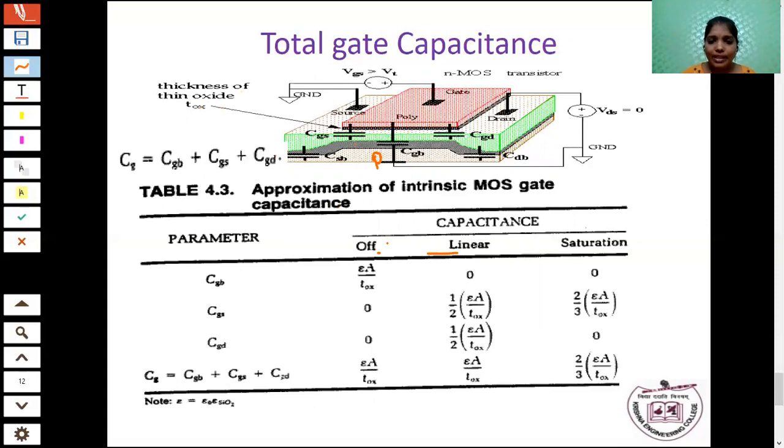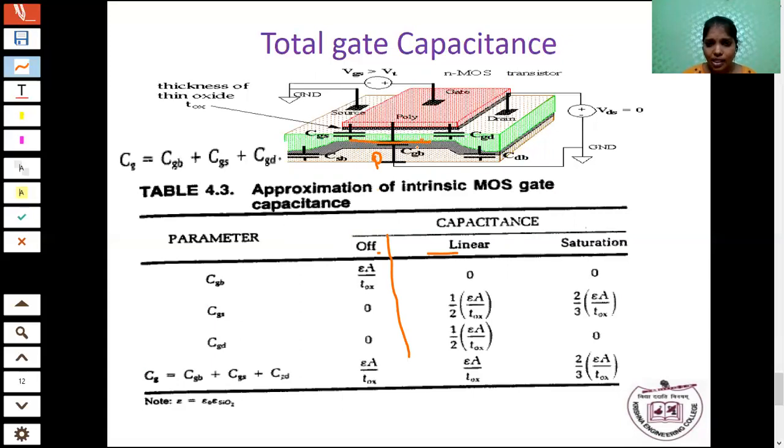During the cutoff region, you are going to measure CGB, CGS, and CGD. You know that during the cutoff region, the value of VGS is less than 0. If the value of VGS is less than 0, what will happen? Here no channel is formed between the source and drain.